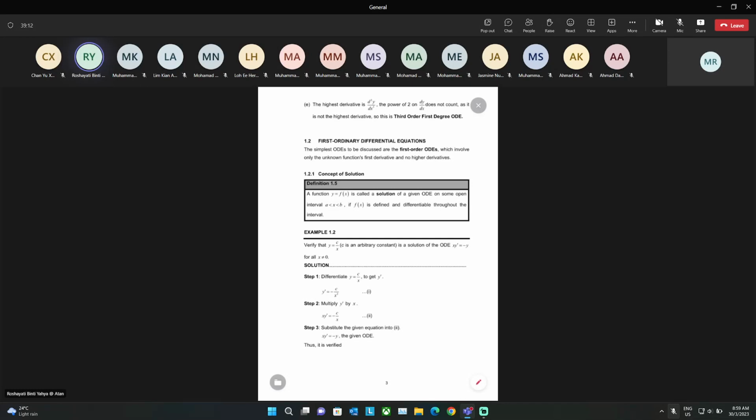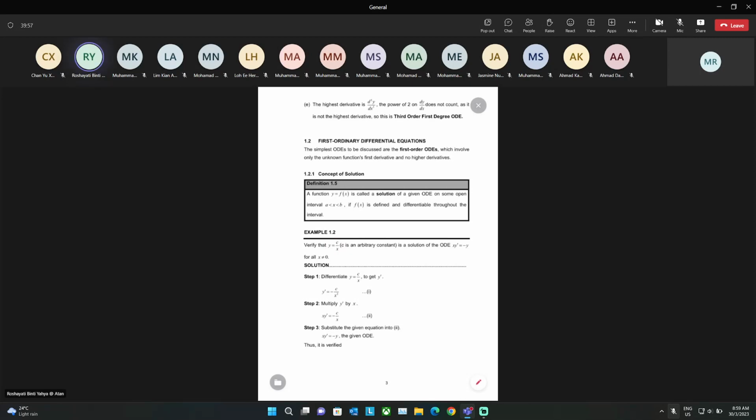So example 1.2, for example: verify that y equal to c over x, where c is an arbitrary constant or random number, is a solution of the ODE. This is a function. For all x not equal to 0. So you have the ODE x y prime equal to negative y. So we want to know whether this function can solve or not this differential equation.